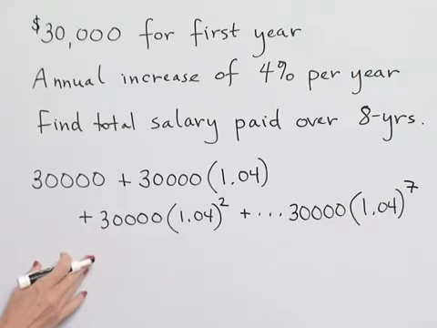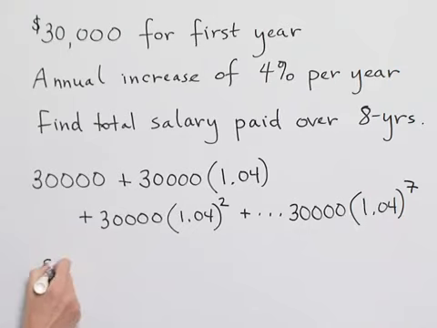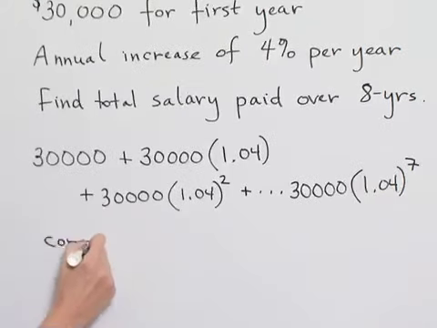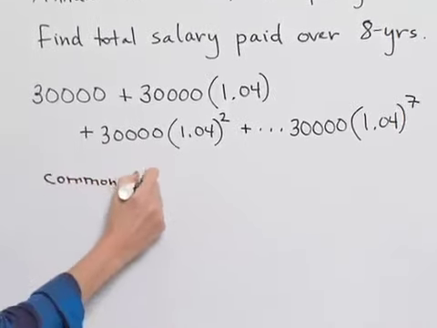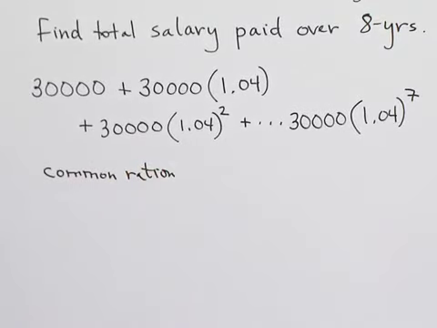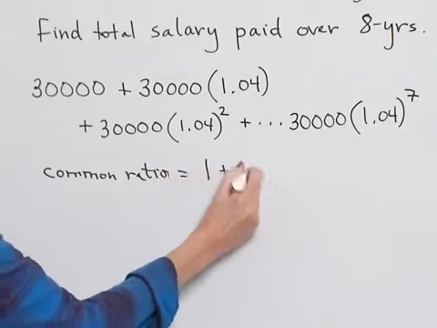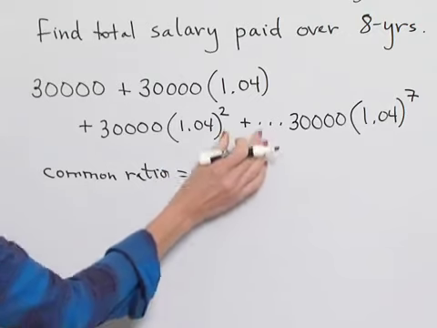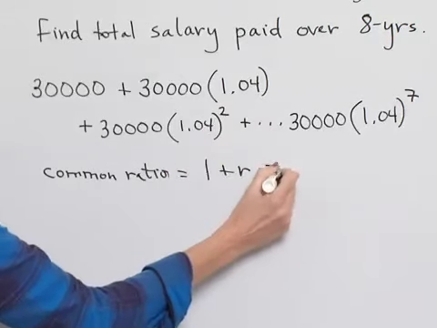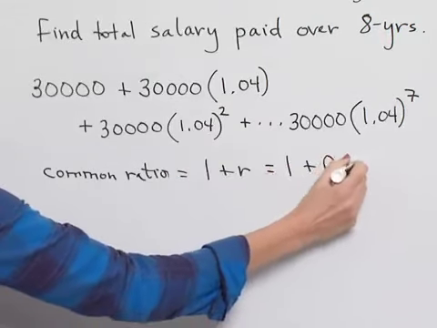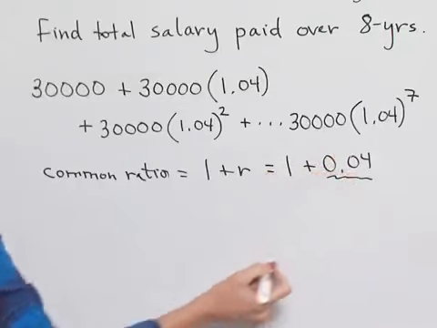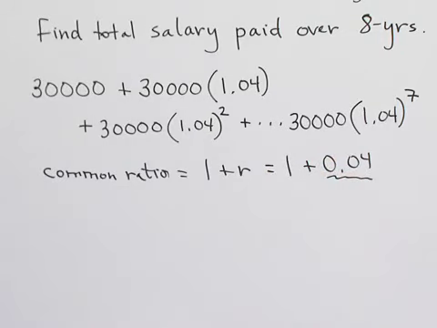Well, we need to recognize this as a sum of a geometric sequence. The common ratio for a geometric sequence we can write down as the representation of 1 plus r. So our common ratio is equal to 1 plus r. 1 plus r, in this case, is going to give us the 1 plus 0.04. So we'll recognize that the 0.04, or 4/100ths, is going to be the value of r.